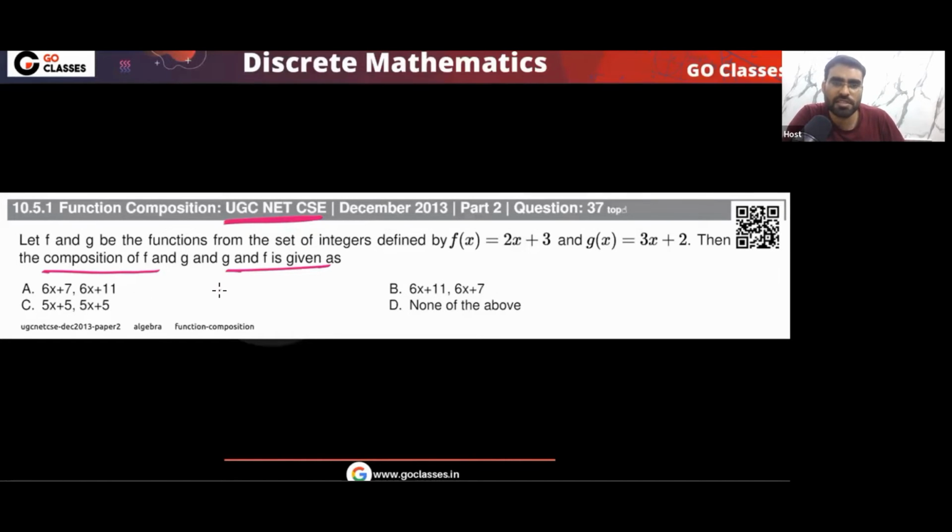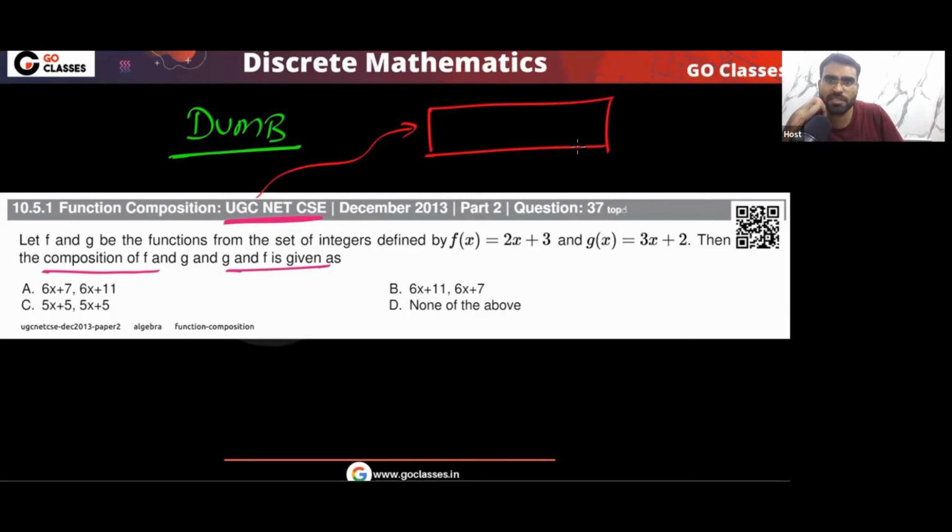In this question, this is really a dumb question. First of all, this question is not created by a professor. Some person has created this question, and I don't know who, but let me tell you, this person has studied one resource, one particular book, and this person has created a creative question in his mind.